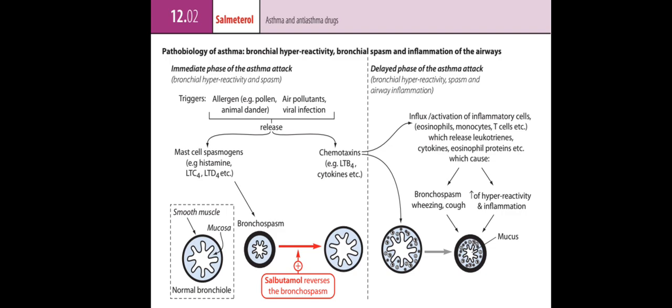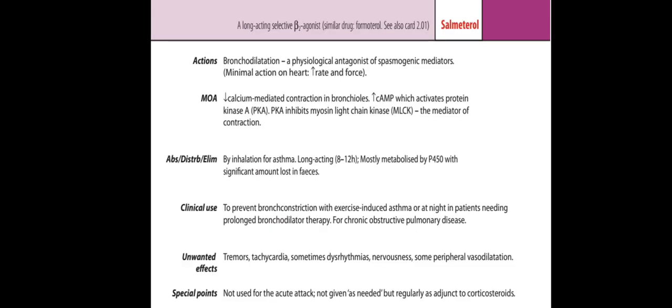So since salbutamol reverses the bronchospasm and all those things, it's important to know which class this drug belongs to. So like I said, salmeterol is a long-acting beta-2 agonist.